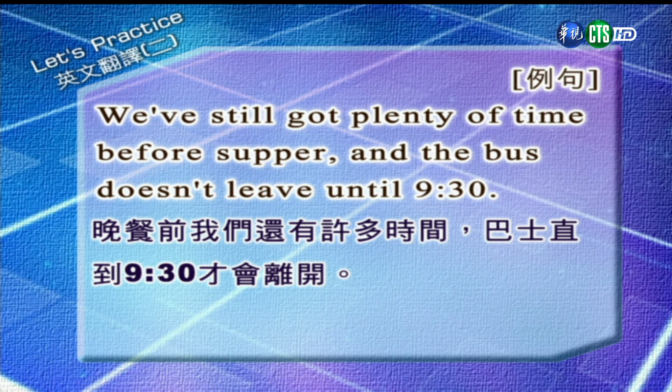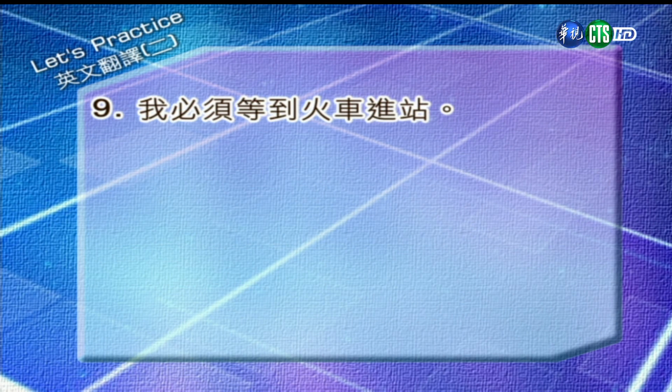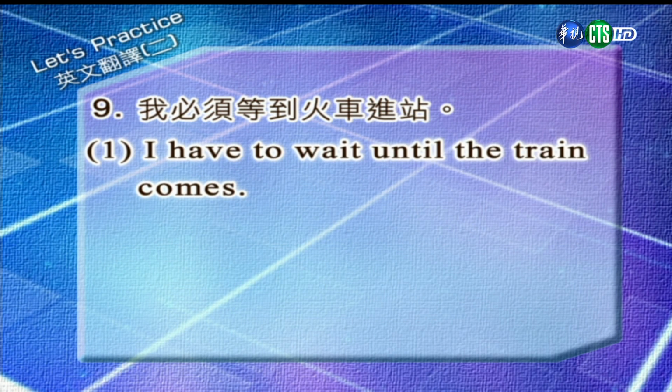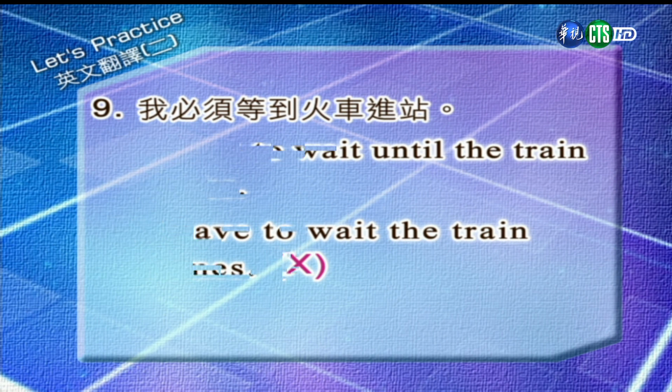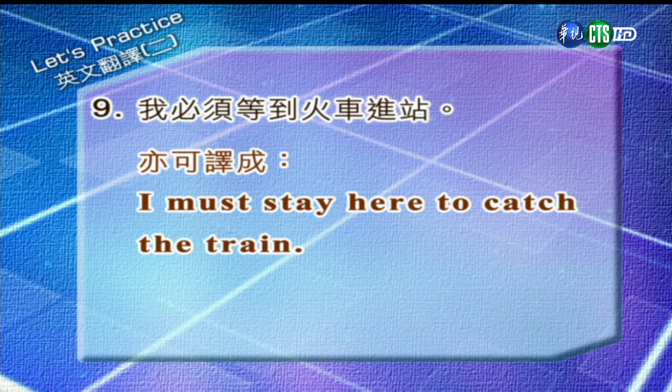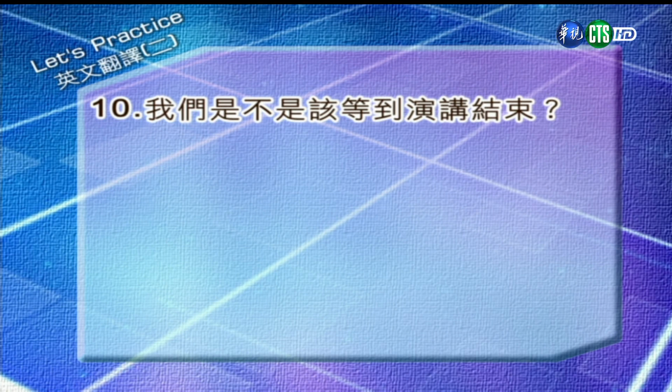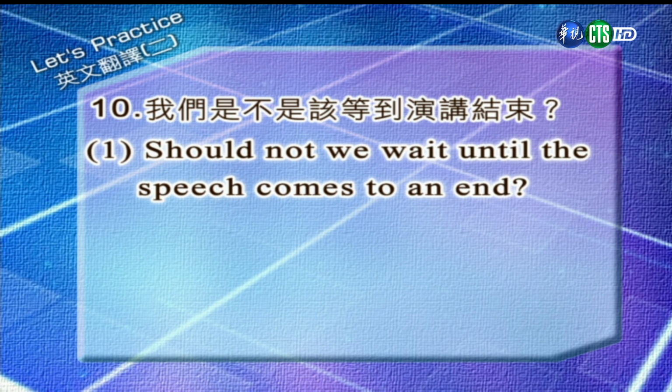晚餐前我们还有许多时间，巴士直到9点半才会离开。Until 直到的意思，我必须等到火车进站。I have to wait until the train comes. I have to wait the train comes. 我们看哪个错了？第二个错，until 不能省略哈。另外翻翻看。I must stay here to catch the train. 好，搭火车是 catch the train。我们是不是该等到演讲结束？Should we not wait until the speech comes to an end?